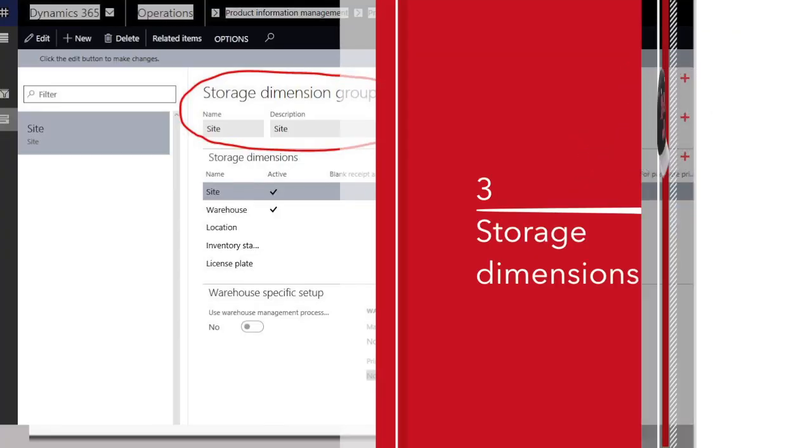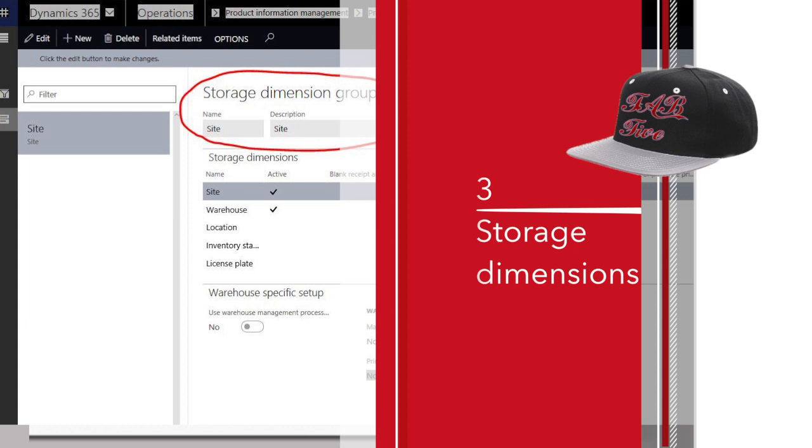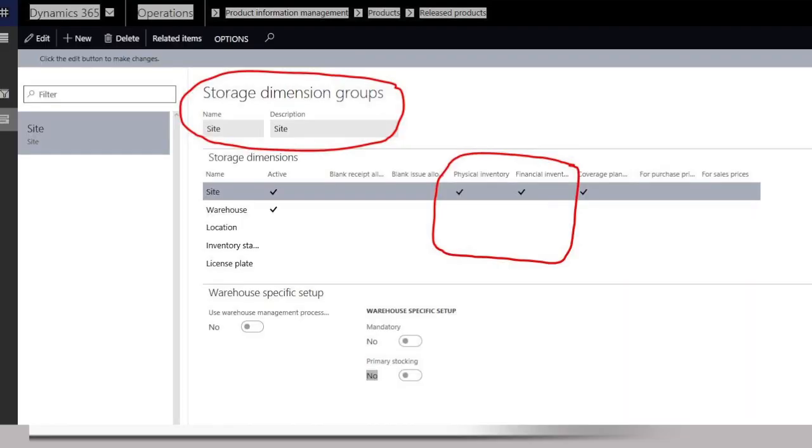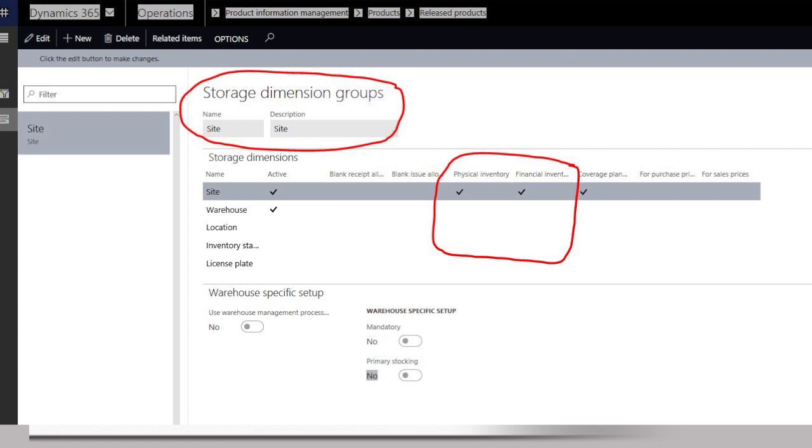Last but not least, number 3 and 4 on my list. So I went 1, 2, 5, and now I'm going 3 and 4. Storage and tracking dimensions. These dictate at what level my FIFO, my LIFO, my weighted average, at what level the revalue occurs. So what does that mean? Let me give you an example. Let's say your site is the United States, and you have a warehouse in Manhattan and a warehouse in Lancaster, Pennsylvania. If I have the physical checked, like you can see here, I will track this widget to the physical level of site and warehouse.